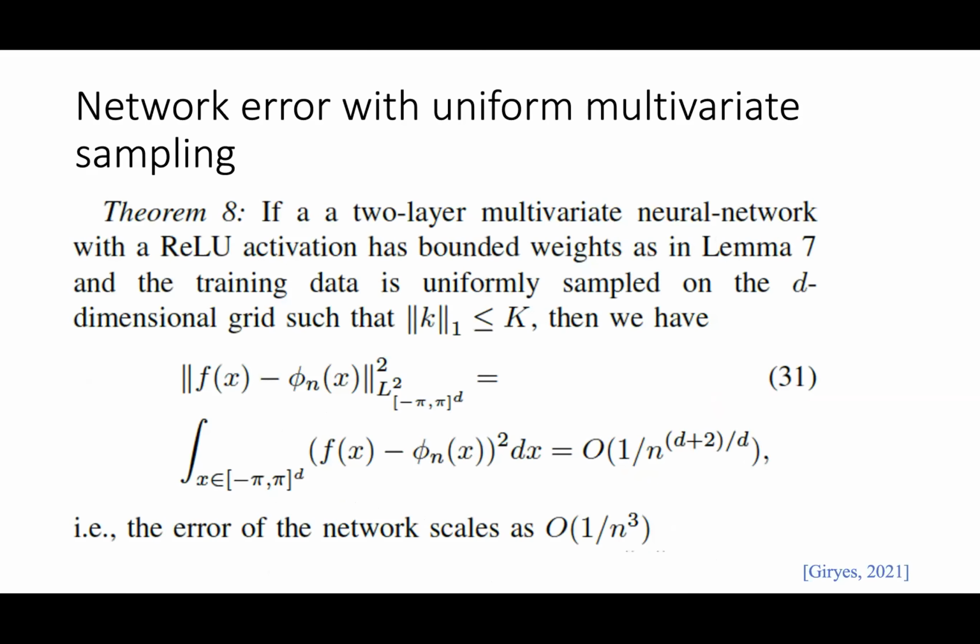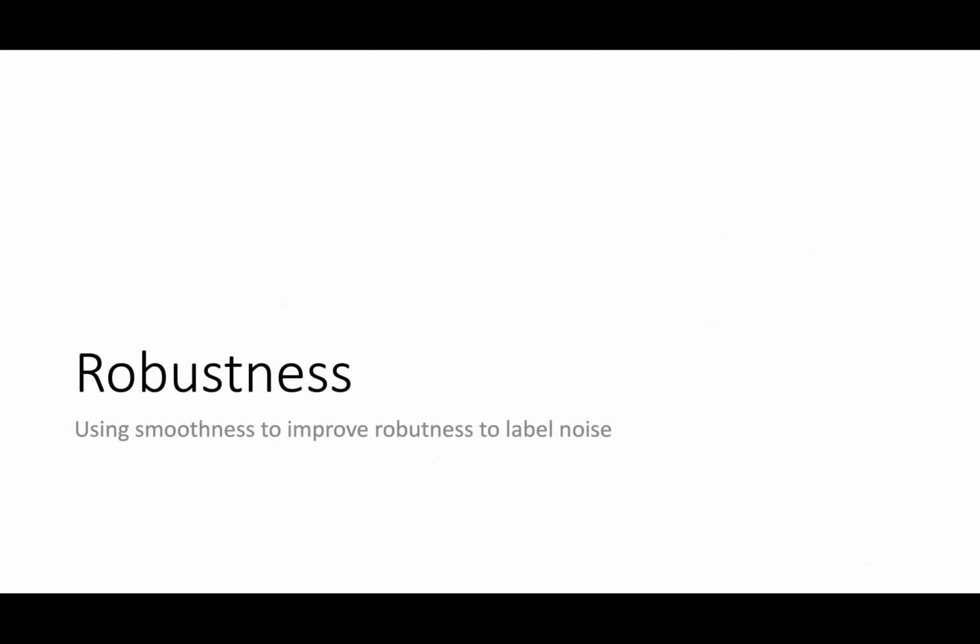So this is the first work. I will not go into the proofs for the sake of time, but you can find everything in the paper. It appears on my website or Google Scholar. The second work is related to robustness.